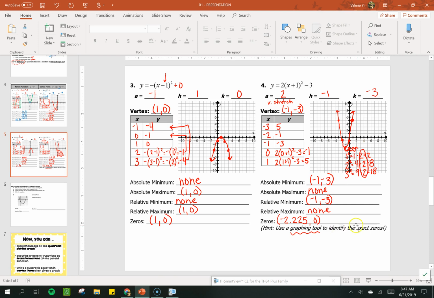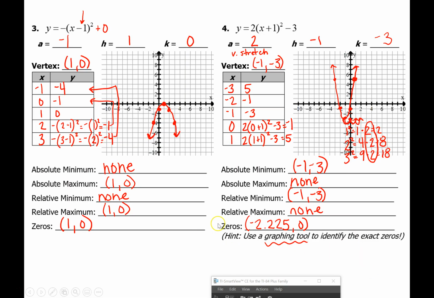All right, so that means then to finally answer this last piece of this question, I've got 0.225, comma 0 as my other ordered pair for my x-intercepts.